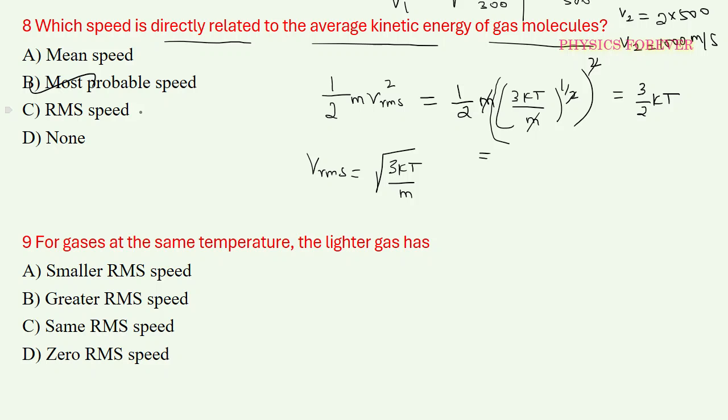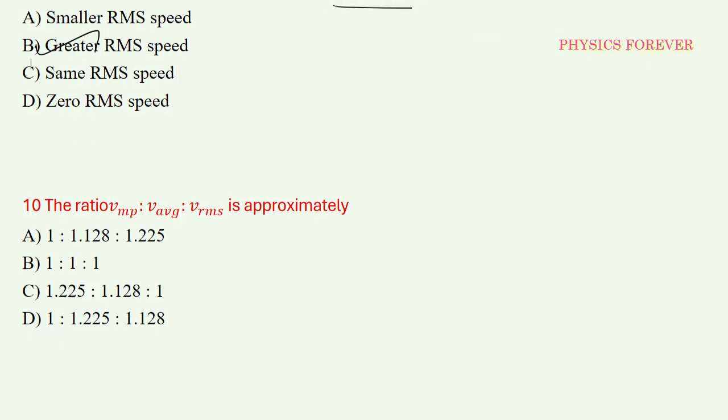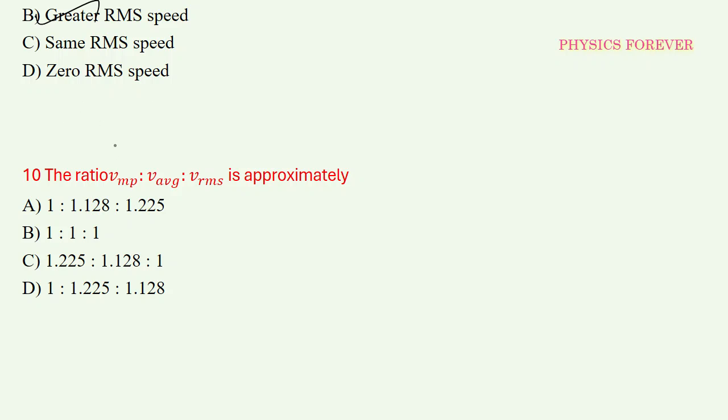So the most probable speed. Which speed is directly related to the average kinetic energy of a gas molecule? Then the most probable speed. So this is important, okay. For gases at the same temperature, the lighter gas has greater root mean square speed, okay. We have already discussed this many times in the previous videos. I have explained why lighter gas molecules have greater root mean square speed. So this is the most important.